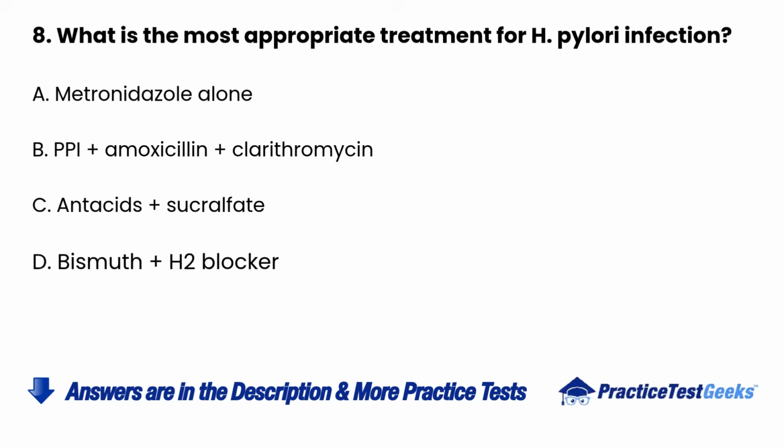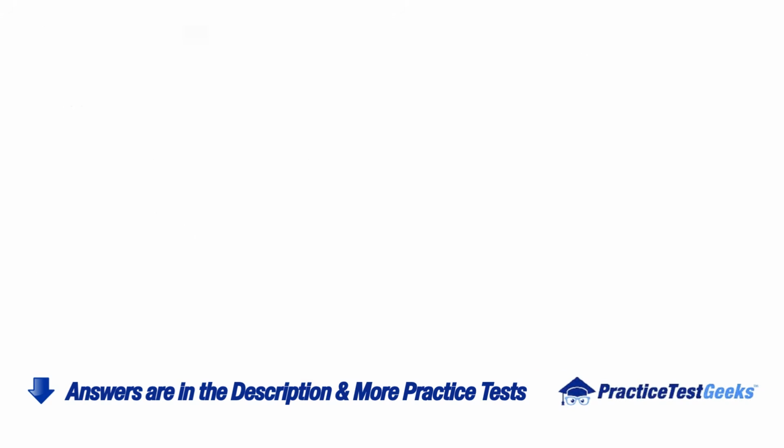pylori infection? A. Metronidazole alone. B. PPI plus amoxicillin plus clarithromycin. C. Antacids plus sucralfate. D. Bismuth plus H2 blocker. 9.